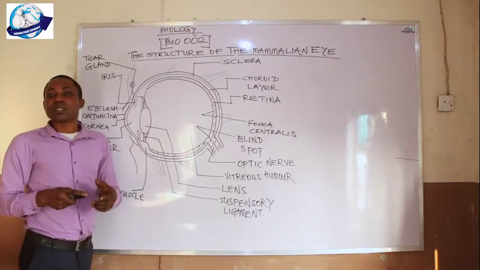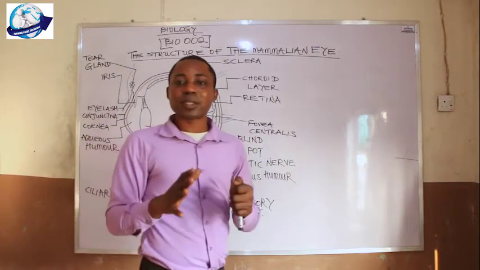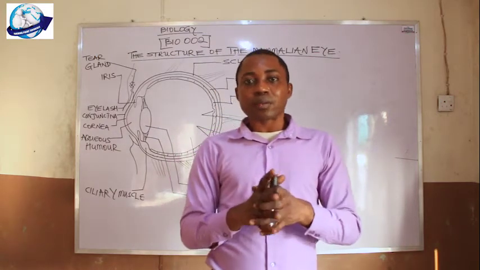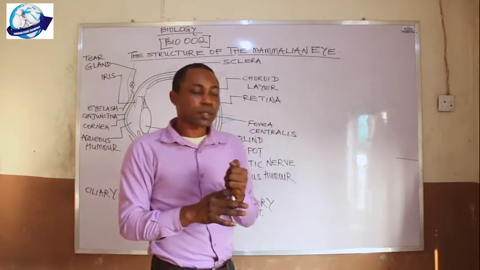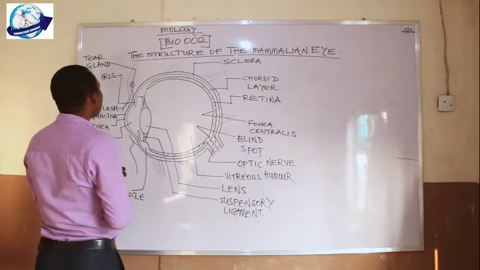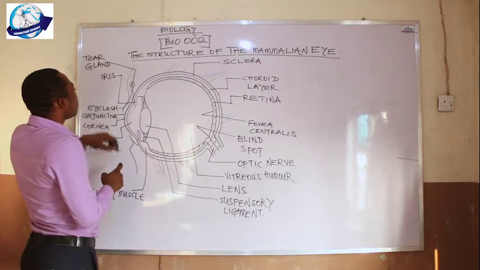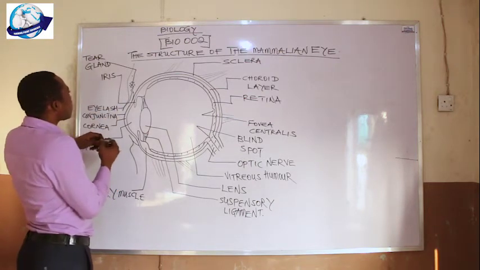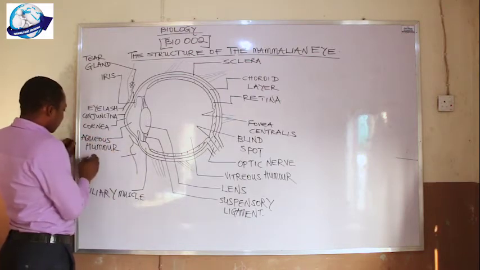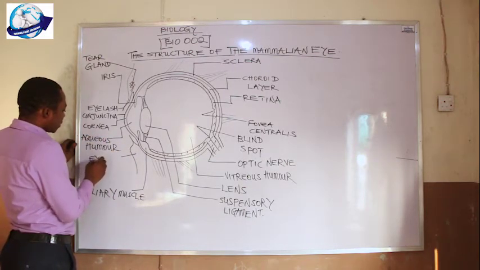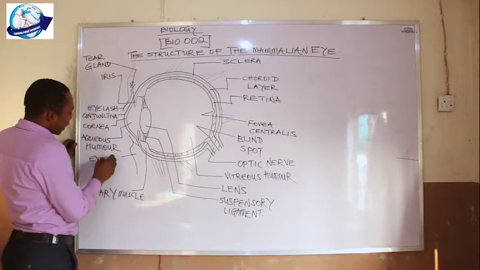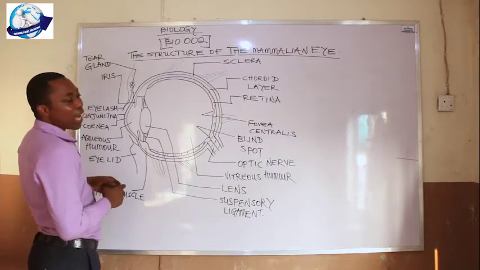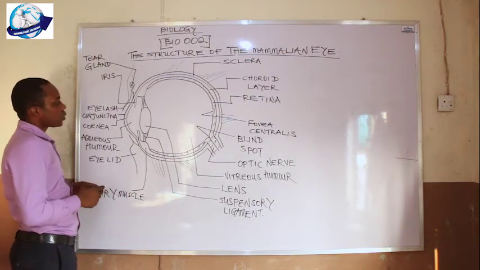Now we want to consider some parts that are associated with the mammalian eye, the associated parts. Those parts that are associated with the mammalian eye are the tear gland, the eyelid, the eyelash. Then we also have the eye sockets. All these parts are associated.